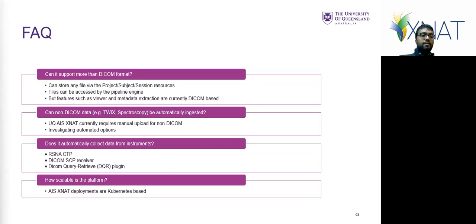How scalable is the platform? So AI's XNAT deployments are all Kubernetes based, so it's as scalable as Kubernetes in one way. On another front, XNAT can support having multiple XNATs talking to the same database. This is something some of the other nodes do. This means you can have one XNAT server that's ingesting the data into the pre-archive from the clients, whereas the other one's the one that's user-facing. I think this has to be investigated and set up, but it's something that it does support. So you can scale horizontally that way.